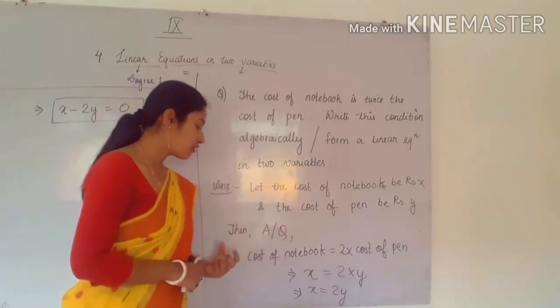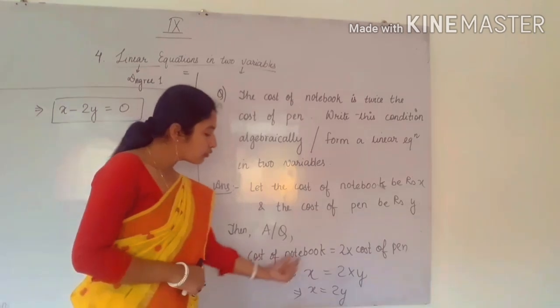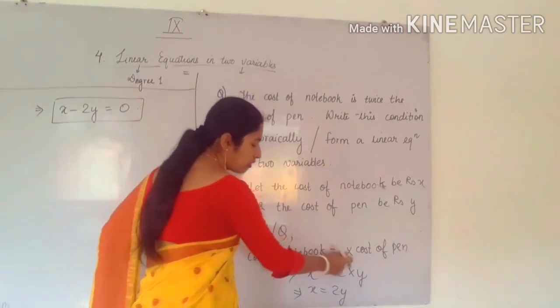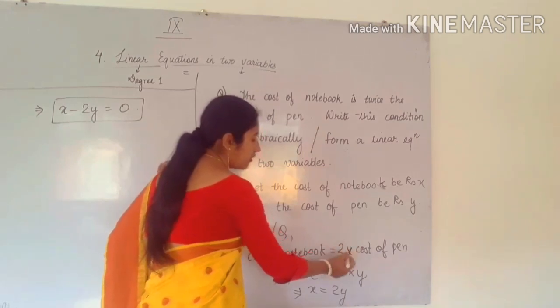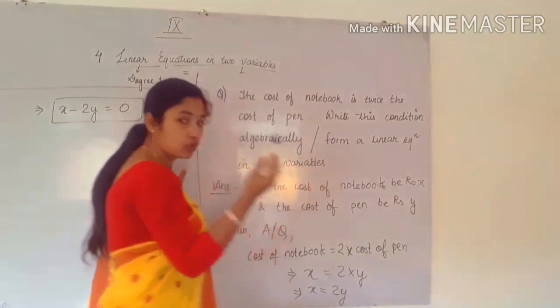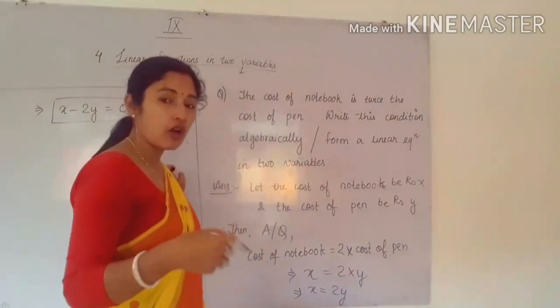Then according to the question, what can we write? Cost of notebook is equal to 2 into. Why have I written 2? Because it is written clearly that we have to take 2 times the cost of the pen. Twice means 2 times, that means double of. So how to do double?